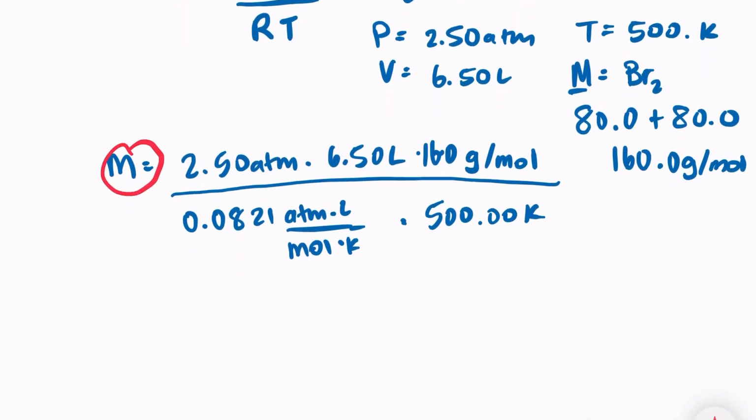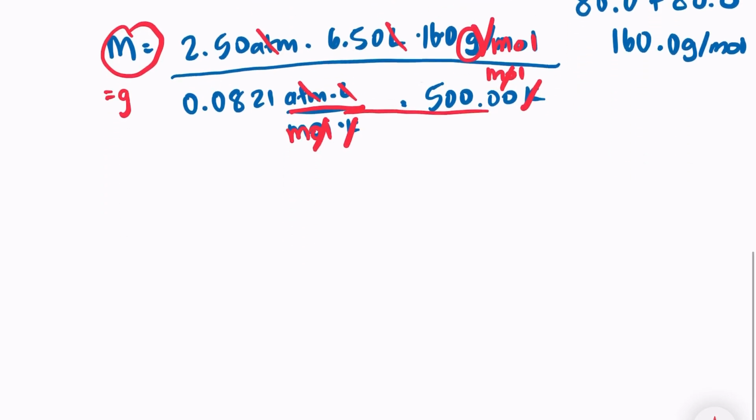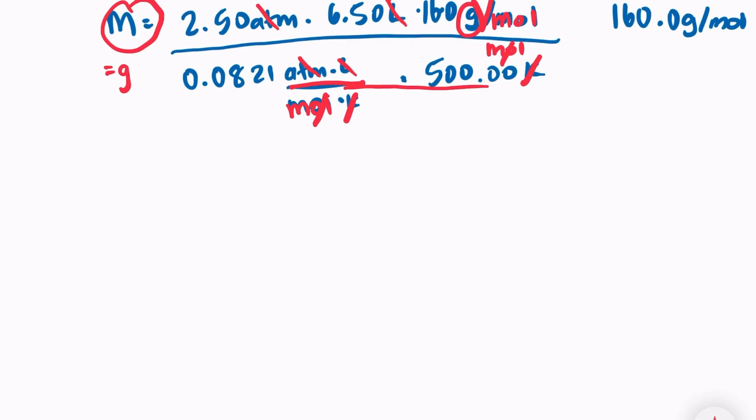We're looking for the mass, so we should be left with grams. Atmospheres cancel, liters cancel. For moles, I have over mole, so that should technically go on this side of my fraction. And then I have another fraction with a mole on the bottom. So those can cancel because they're on either side of my fraction. And same thing with Kelvin. I have one on the top of this fraction and one on the bottom, which does leave me with grams, which is perfect. So just put this into your calculator, 2.5 times 6.5 times 160 divided by 0.0821 times 500.